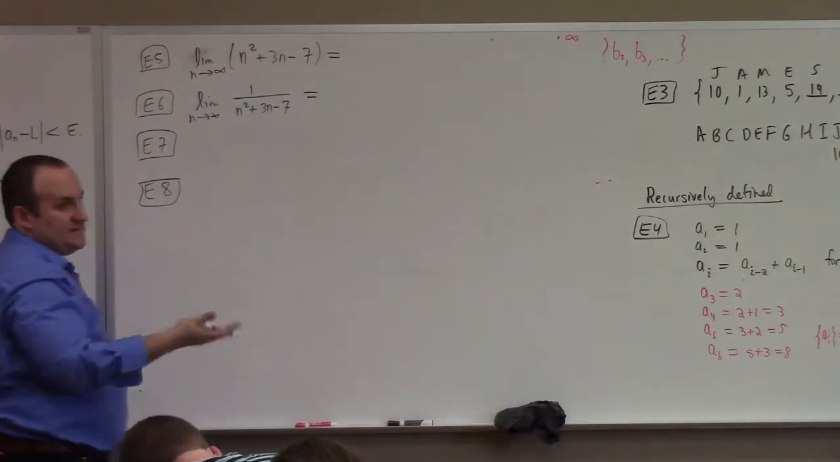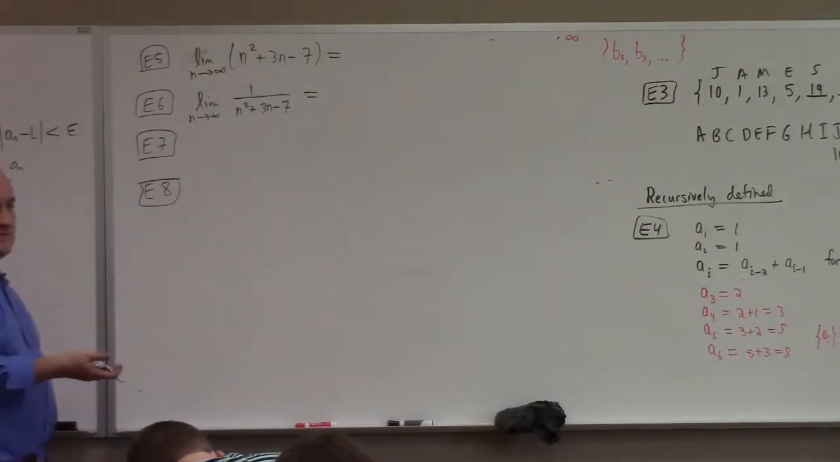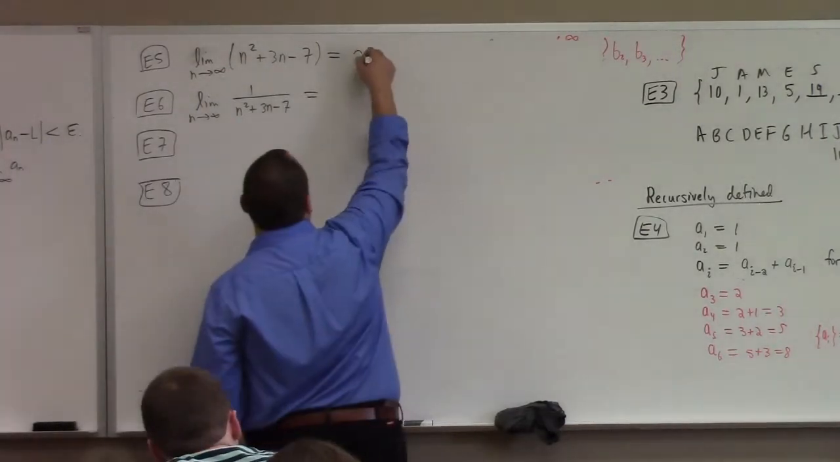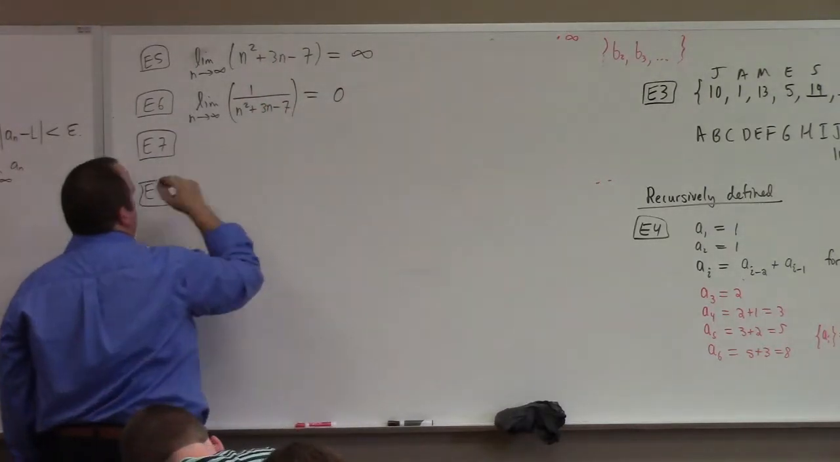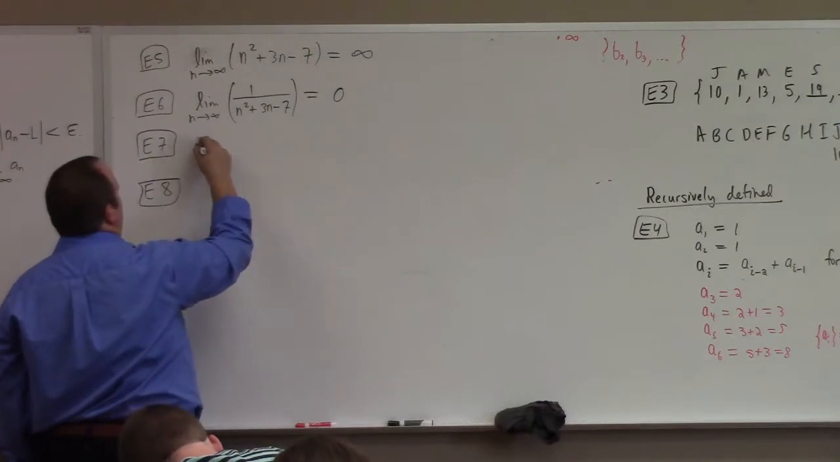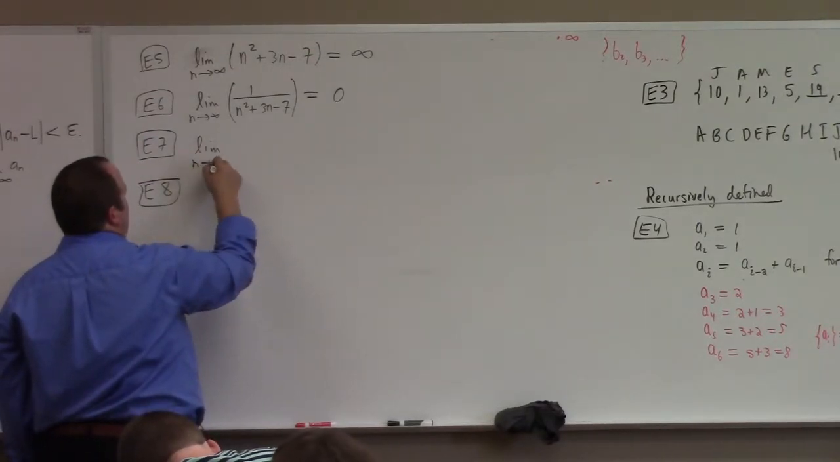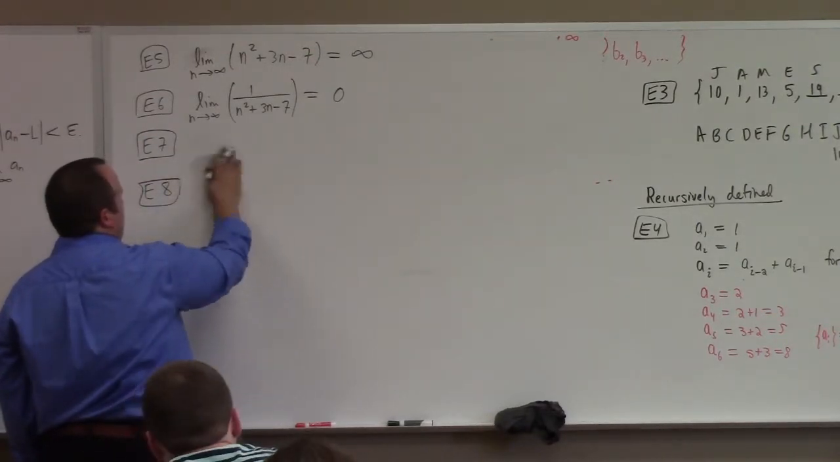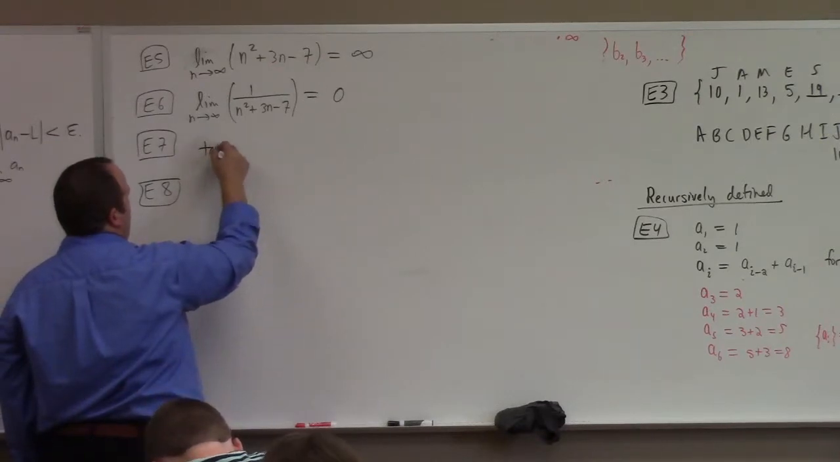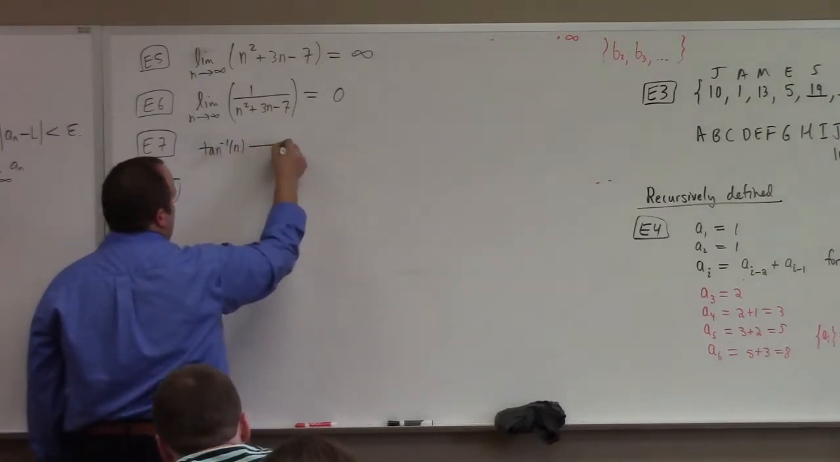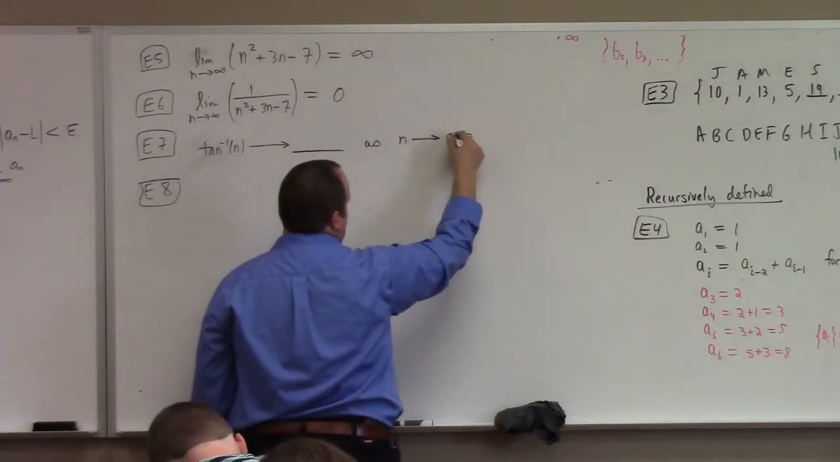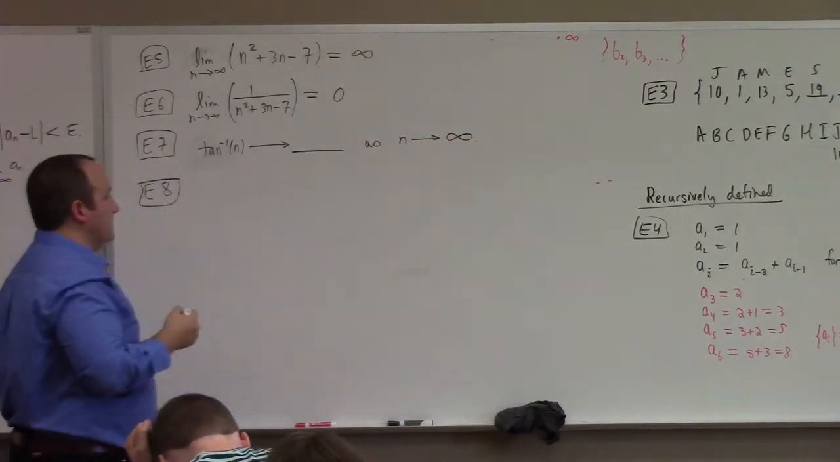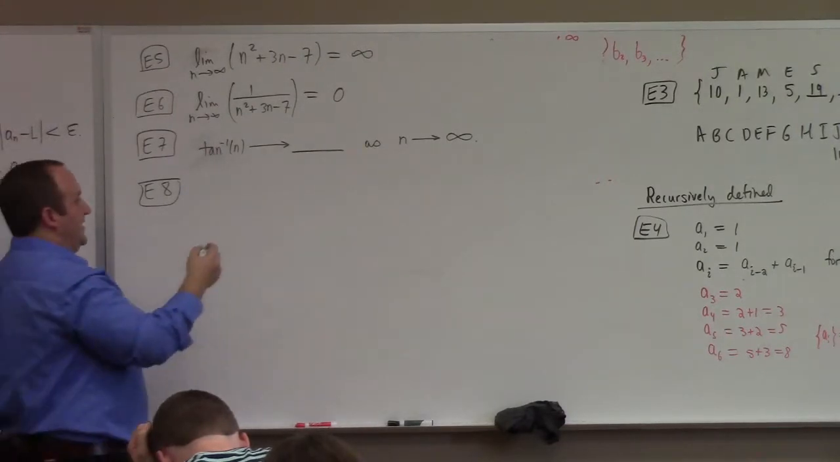So the top one is infinity, right? The next one, right? How did you know that? Right, so what are you assuming, by the way, you guys? Limit as n goes to infinity, or how about this? Different notation. Inverse tangent of n goes to blank as n goes to infinity. Complete the sentence for me. Yeah, pi halves.